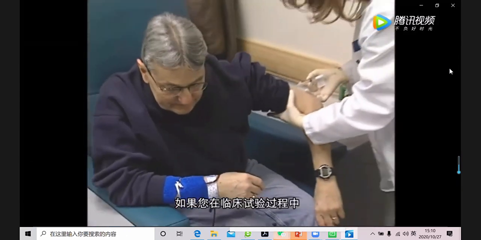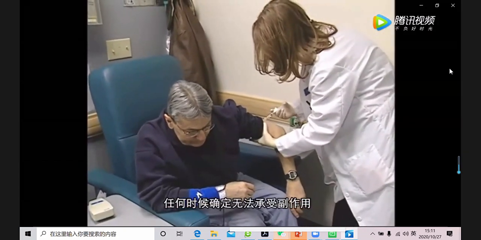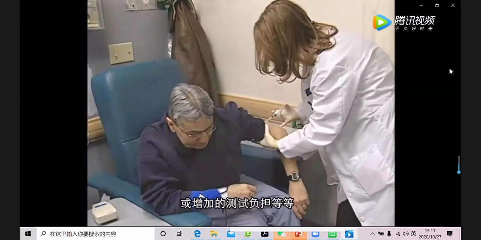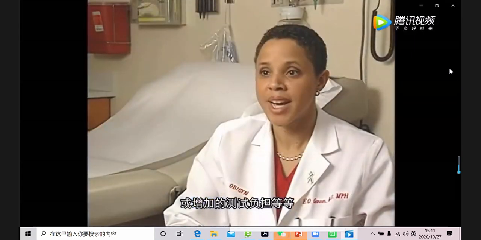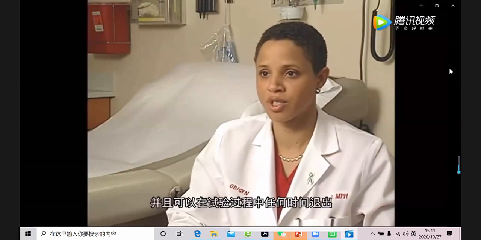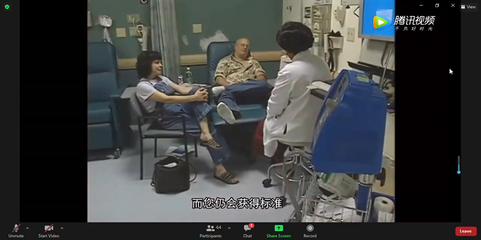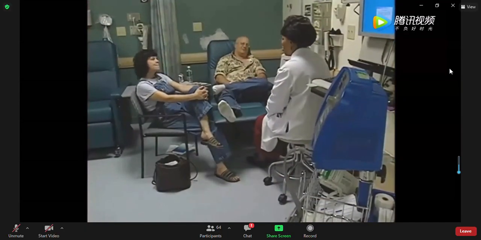If at any point during a clinical trial you determined that the side effects or the increased burden from testing, for instance, is not tolerable to you, you can withdraw from the trial, and that can happen at any point during the trial. And it's okay to do that. You will still receive the standard or state-of-the-art treatment.